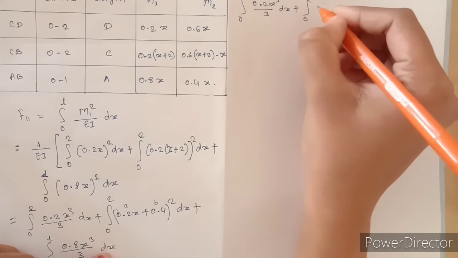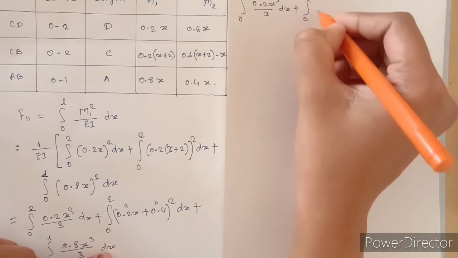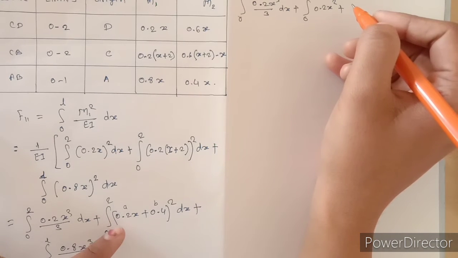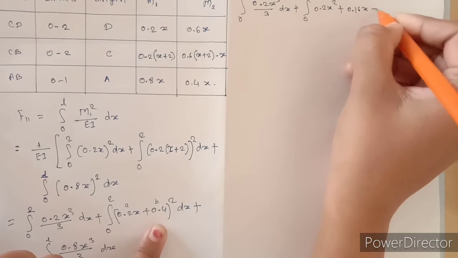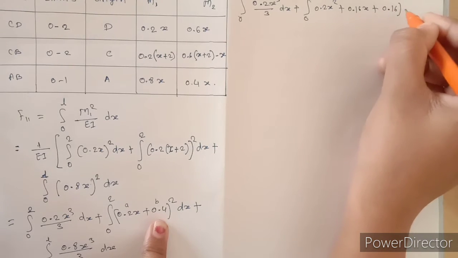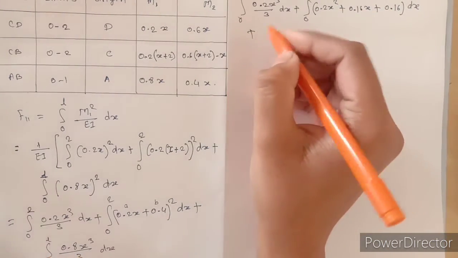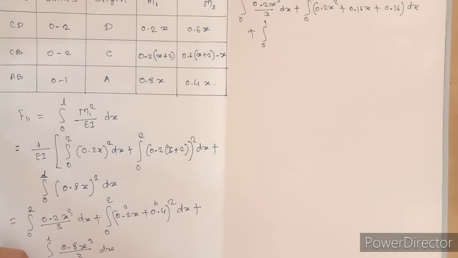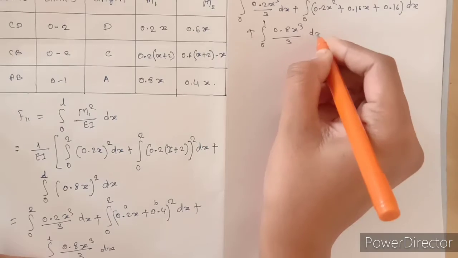So here a square, that is (0.2x) square, that means 0.04 x square, plus 2ab, that means 2 multiplied by 0.2 multiplied by 0.4, that means 0.16x, plus b square, that means 0.4 square, so 0.16, bracket close, into dx, plus the next integration, put limit 0 to 1, this 0.8x cube divided by 3 into dx.